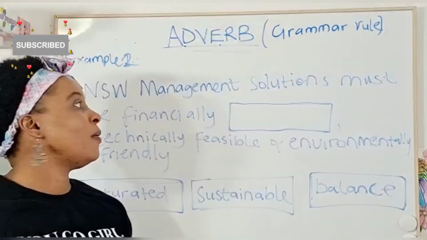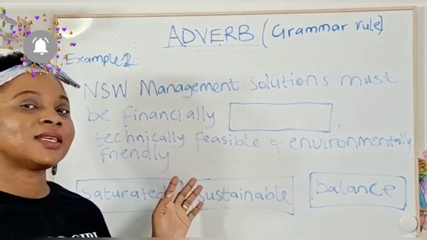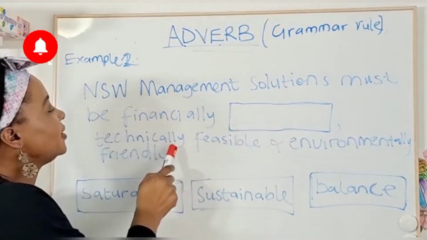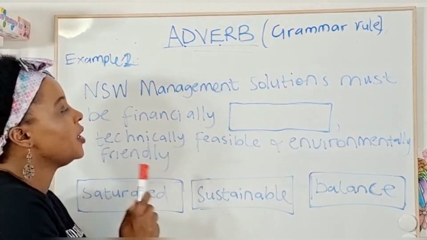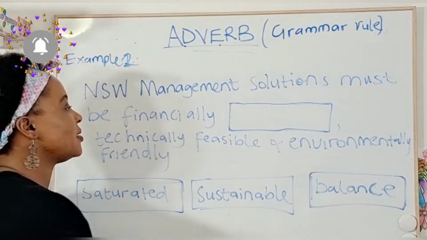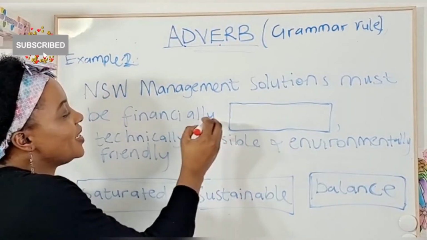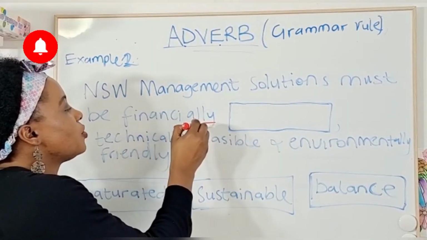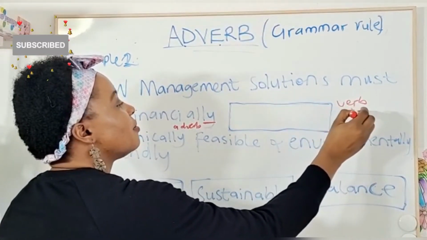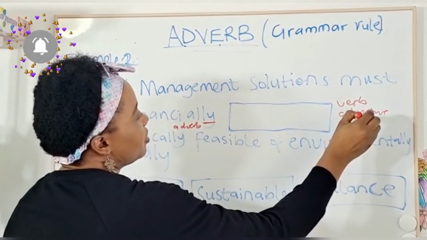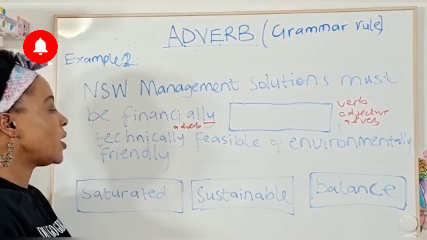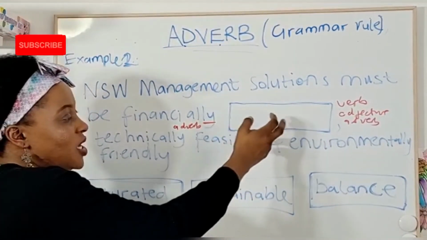Let's take another example. Now on the board is a second example. Let us see how this one works. It says, NSW management solutions must be financially dash, technically feasible and environmentally friendly. So we're going to find the word that should be in the blank, and the options are saturated, sustainable and balanced. And we already know here that this word financially is an adverb. So what will be here will either be a verb or an adjective. Yeah, also an adverb, because an adverb describes a verb, an adjective and also an adverb. So we're going to look at the options we have here to determine what will be in the blank.